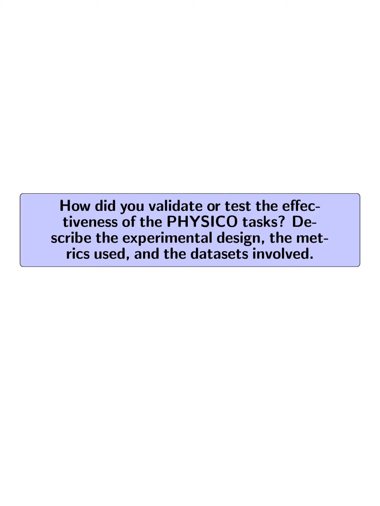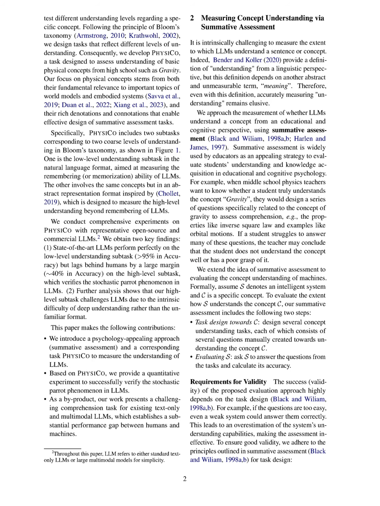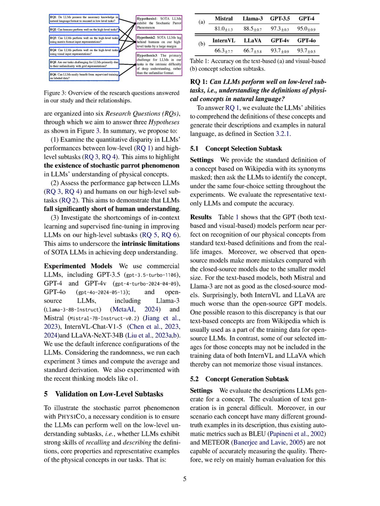How did you validate or test the effectiveness of the Physico tasks? Describe the experimental design, the metrics used, and the datasets involved. To validate the effectiveness of the Physico tasks, we designed a series of experiments that included both low-level and high-level understanding subtasks based on Bloom's taxonomy. The experimental design involved evaluating state-of-the-art LLMs, such as GPT-3.5 and GPT-4, on their ability to recognize physical concepts from definitions and images, low-level subtasks, and to comprehend abstract representations of these concepts, high-level subtasks.